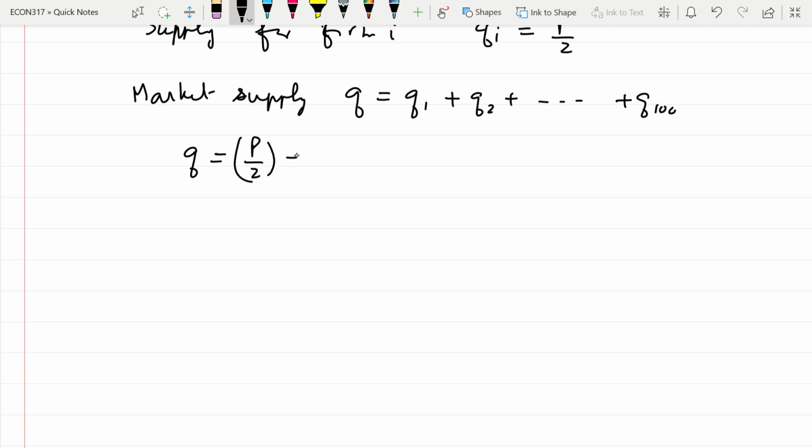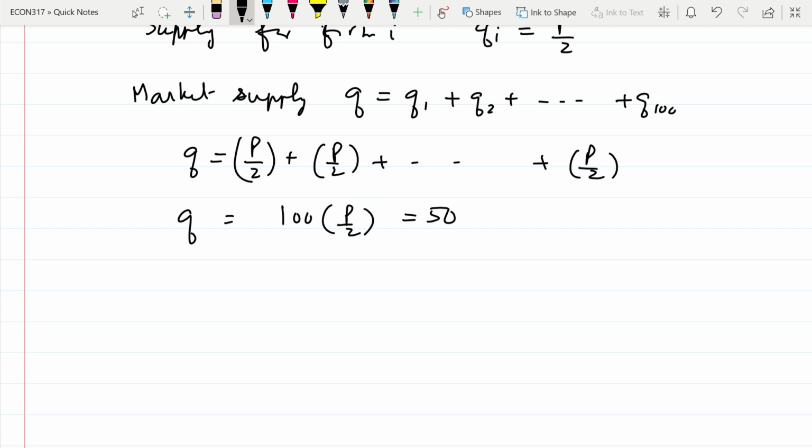This is for firm 1. P over 2 for firm 2. And on and on. P over 2 for the 100th firm, which is the same as 100 times P over 2, which gives me 50P. So this is the market supply.